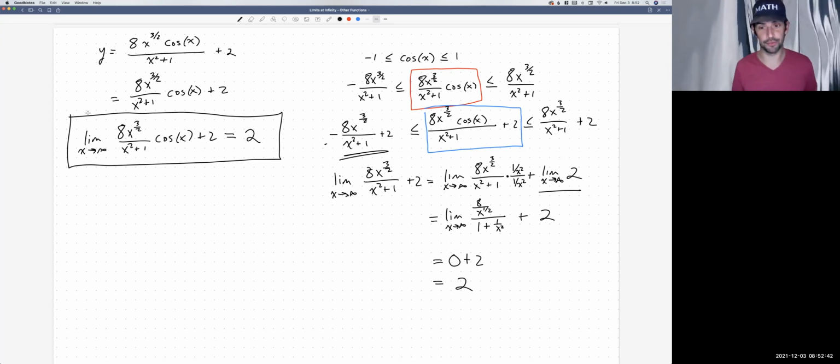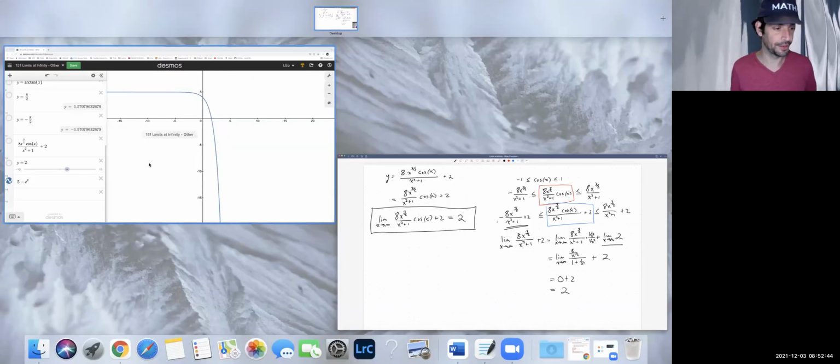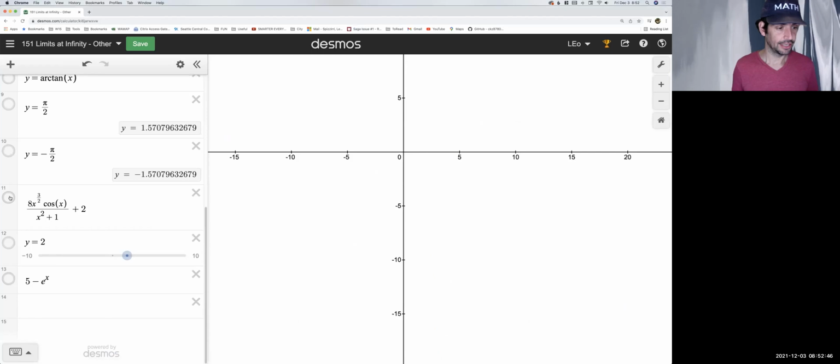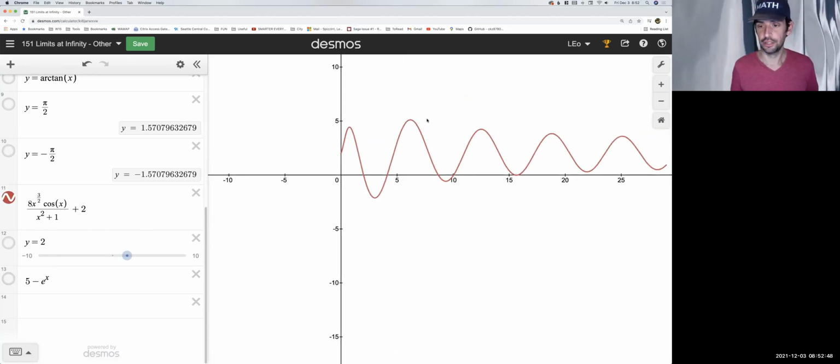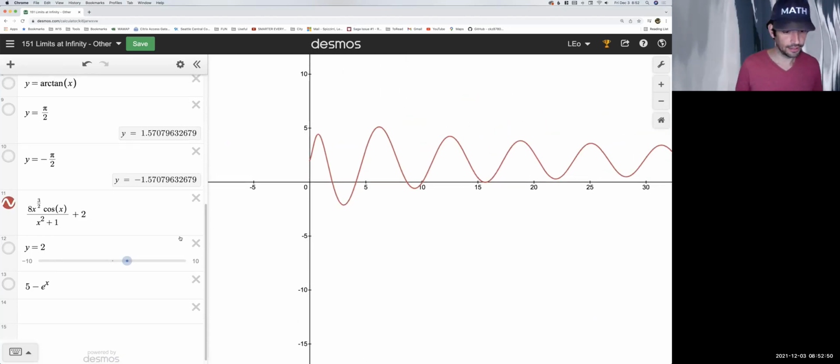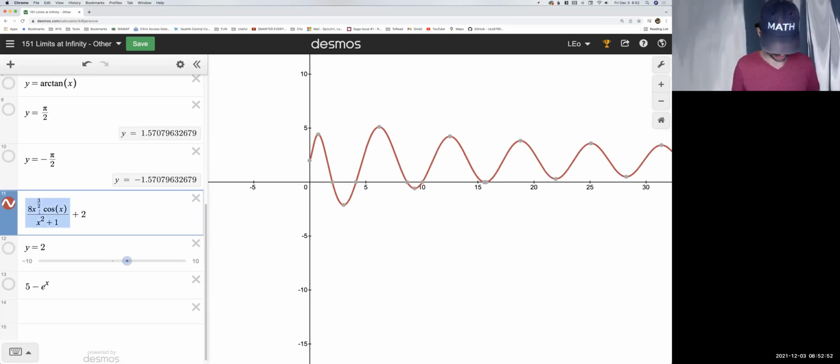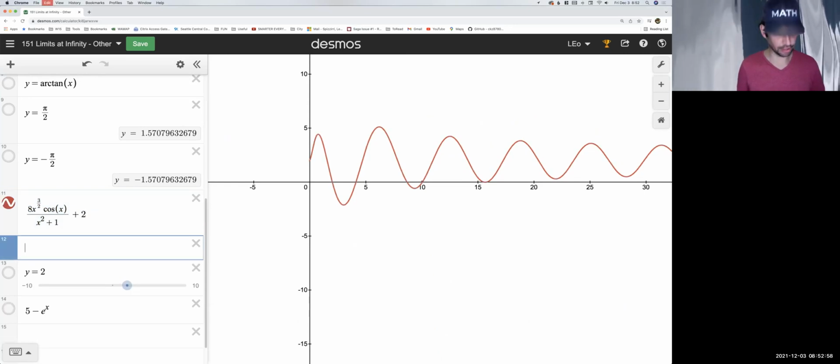Well, it's pretty hard to explain. Let's look at a graph. Here's our function. Let's look at a copy of this without the cosine.